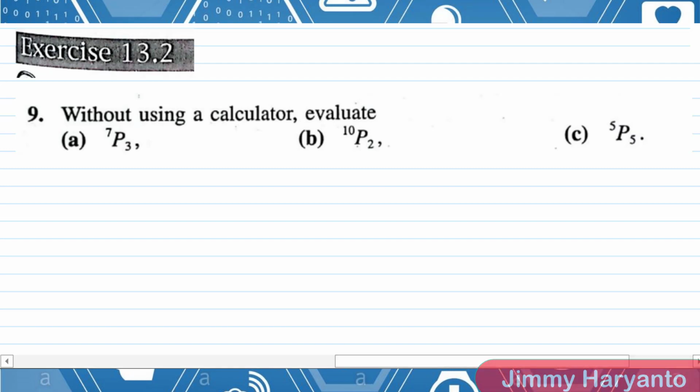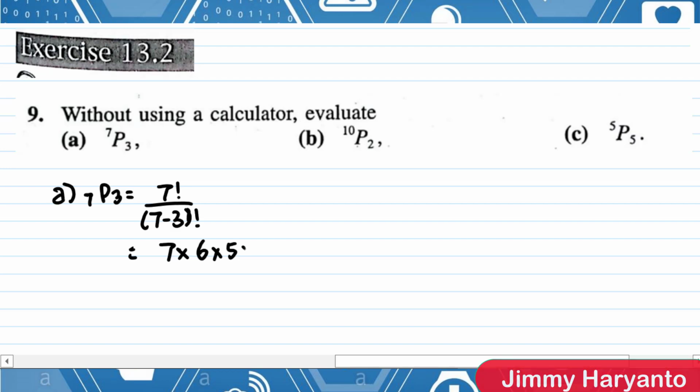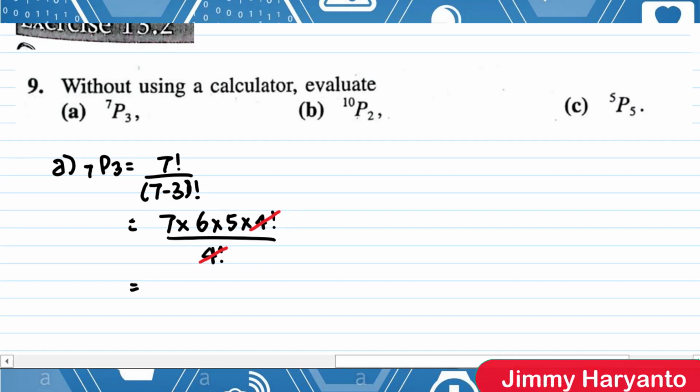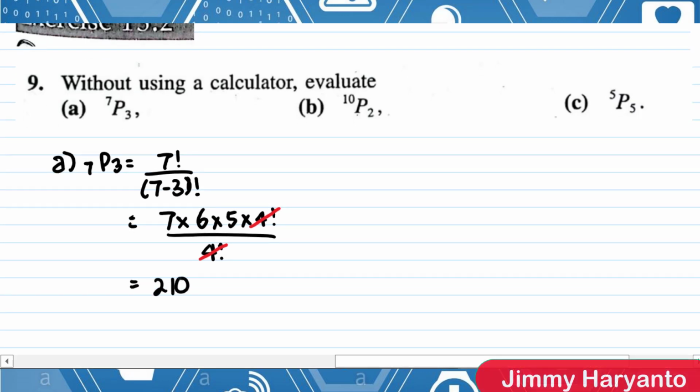Next is number 9. For number 9, we have to calculate 7P3 without using a calculator. 7P3 means 7 factorial over (7 minus 3) factorial. To calculate this, you break down the 7 factorial into 7 times 6 times 5 times 4 factorial over 4 factorial. We can cross out the 4 factorial, so you will have 210.